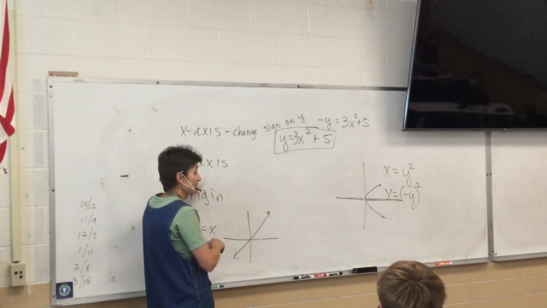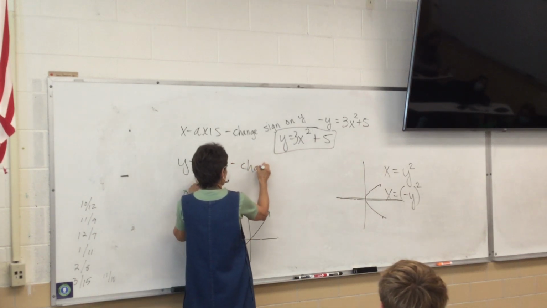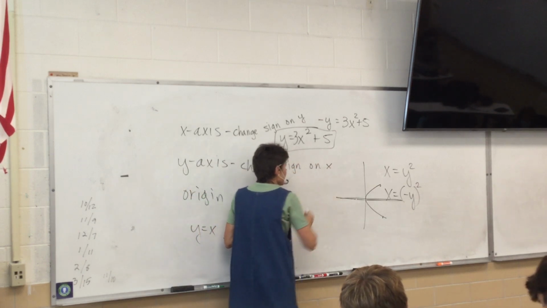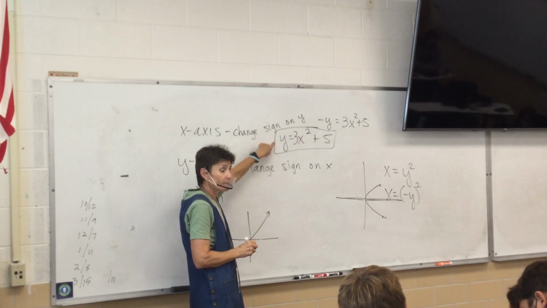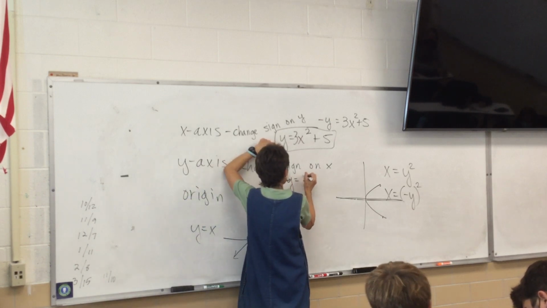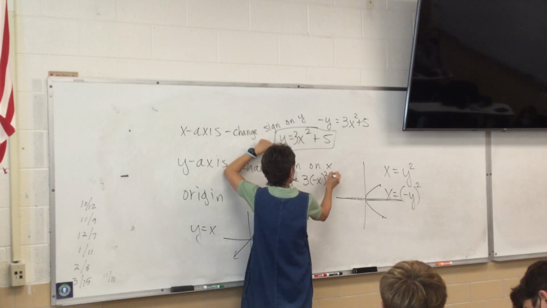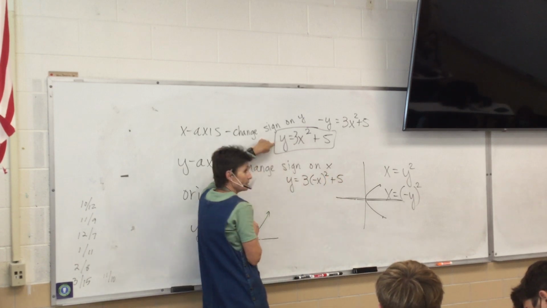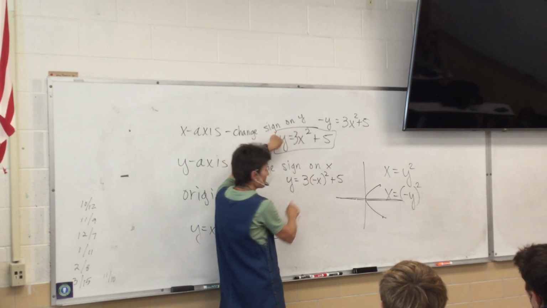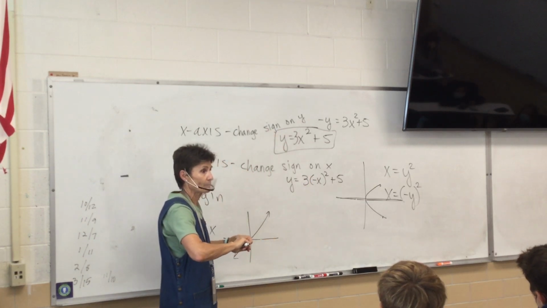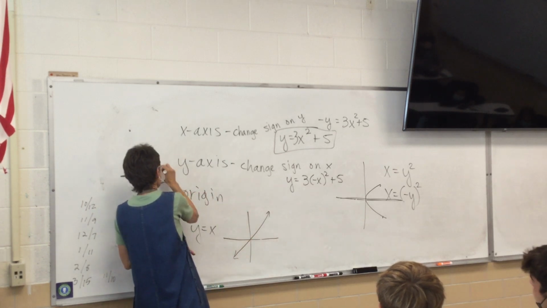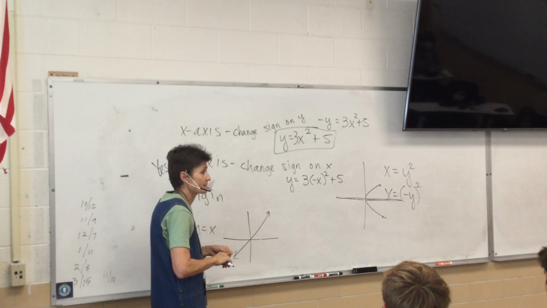What do you think the test of symmetry for the y-axis is? Change the sign on x. So let's look at our equation. If I change the sign on x and simplify, is that equation going to be the same as the one I started with? It is. So this is a yes. This one has symmetry about the y-axis.